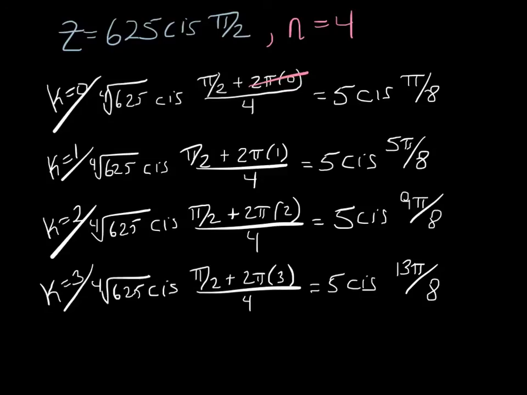Now, I'm not going to do this right now with you, but if we raised each of these numbers to the fourth power, we should get 625 cis pi over 2.